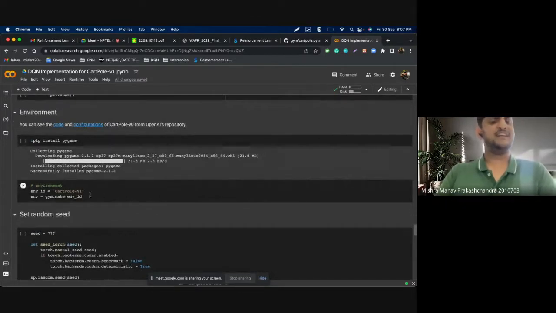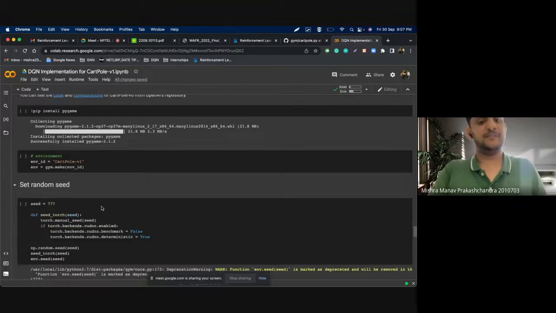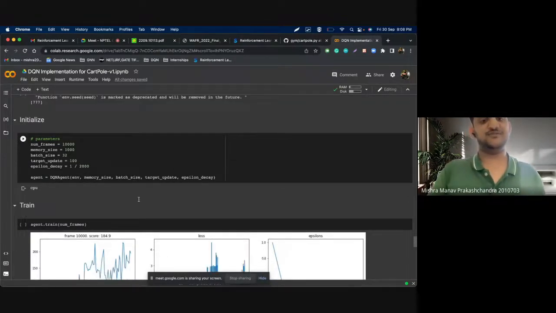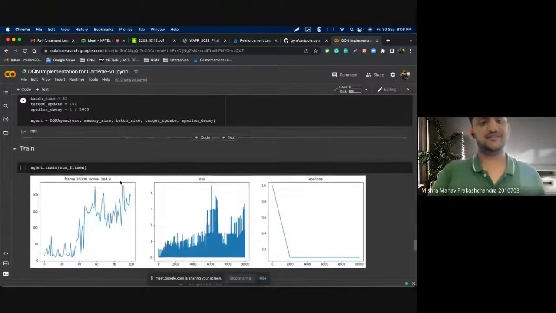For the environment, I'm directly calling the OpenAI Gym environment. This is known as CartPole version 1. I just type gym.make and inside the quotes I write CartPole-v1. And then I set the random seed, and then I initialize all the hyperparameters. So I need this many frames, this much memory size. This is the batch size. Target update after every 100 steps. Epsilon decay is 1 by 200. And then I initialize the agent from the DQN agent class.